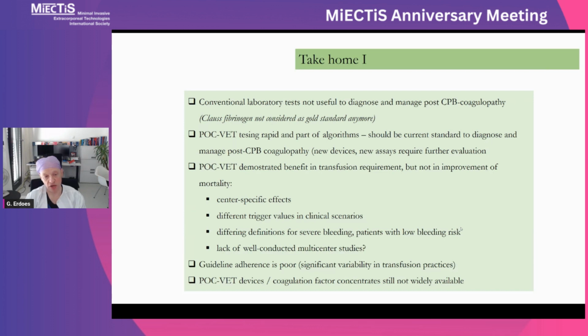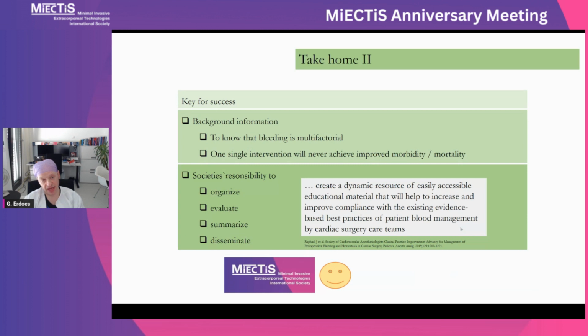There are center-specific effects, and centers are using different trigger values and different definitions for severe bleeding, and we don't have well-conducted multicenter studies. So the guideline adherence is poor, unfortunately, and point-of-care test devices are not widely available. I think the key for success is good background information, to know that bleeding is multifactorial and that one single intervention will never achieve improved morbidity and mortality.